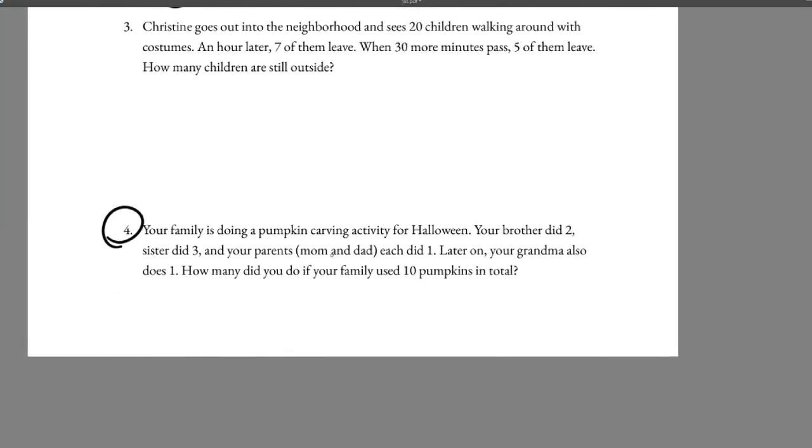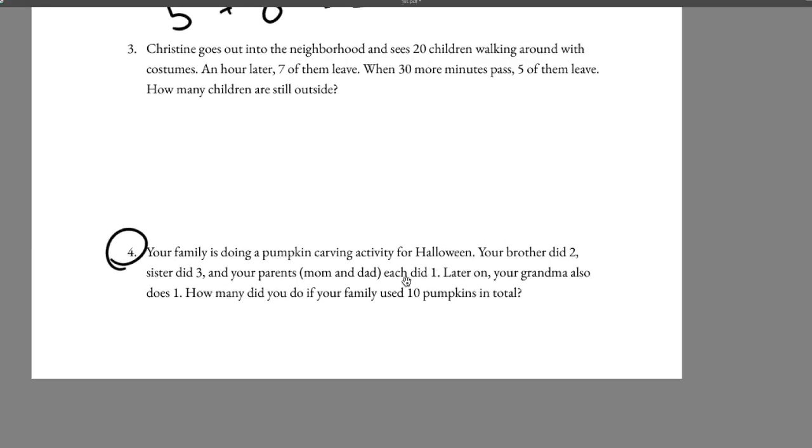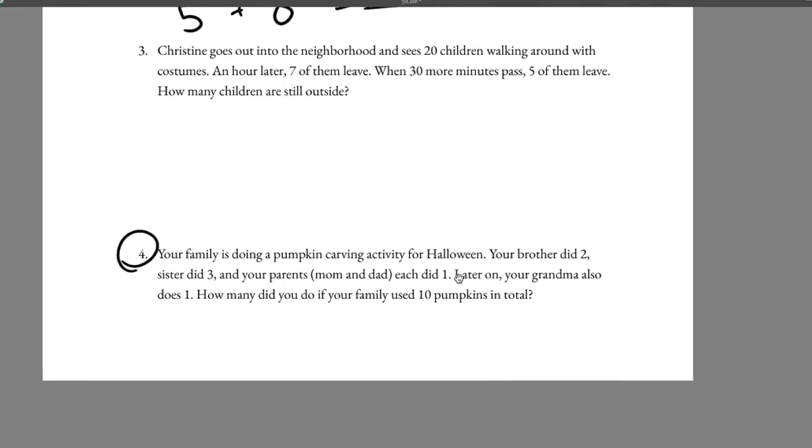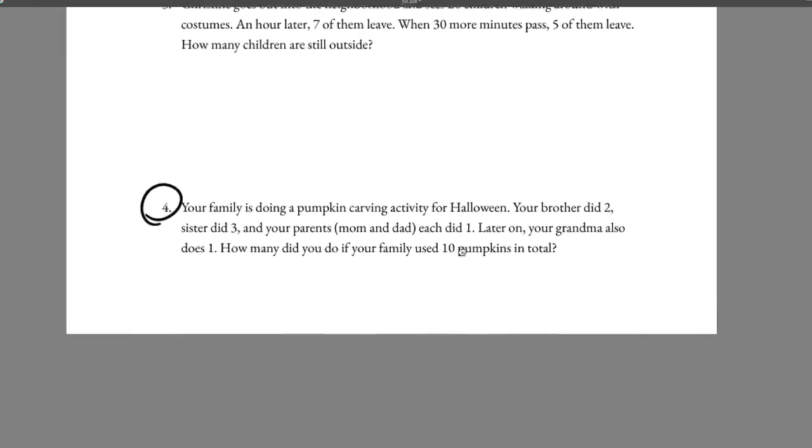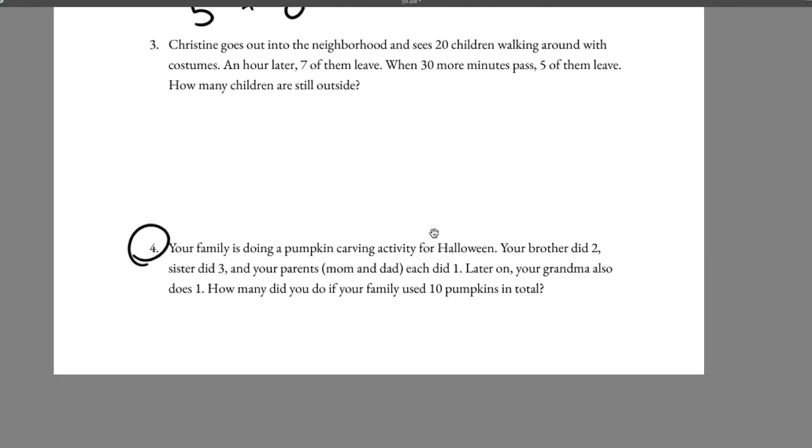Okay, 4. Your family is doing a pumpkin carving activity for Halloween. Your brother did 2, sister did 3, and your parents, mom and dad, each did 1. Later on, your grandma also does 1. How many did you do if your family used 10 pumpkins in total? So this is what is known as a multi-step problem. Now, as per the title, we have to go through multiple steps to find out the answer.